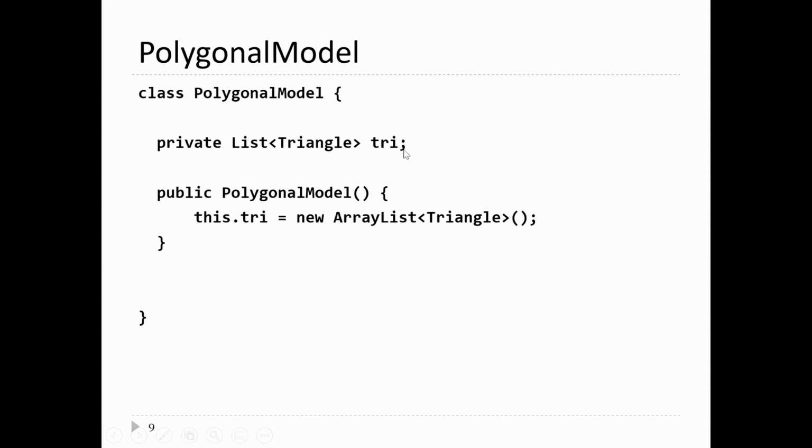There's no list yet. It can refer to a list, but there's no actual list. So you make the list. This one happens to make an empty list. So this is a model that has no triangles in it.